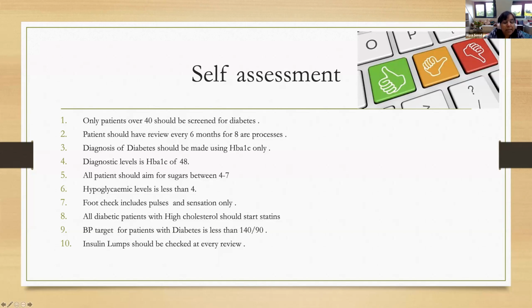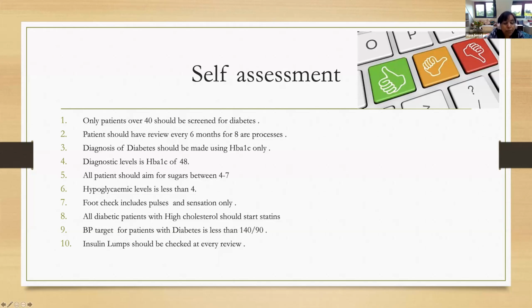True or false? Number 6 is hypoglycemia levels. That's low blood sugar, is a level less than 4. So when we say somebody's hypoglycemic, what's the number that we're looking at? Is it 4? True or false? Foot check includes pulses and sensations only. So when you have a patient that gets the diabetic foot check on an annual basis, you check the pulses and sensations only.